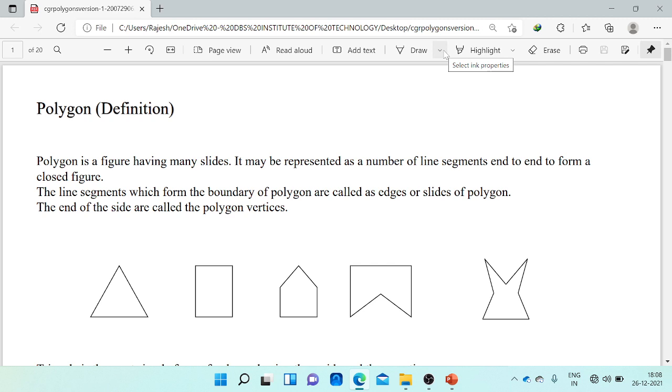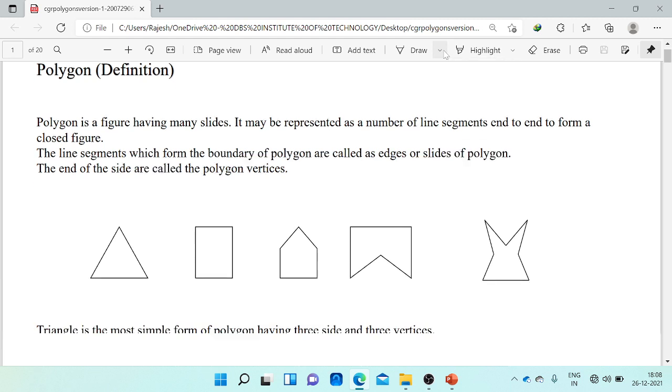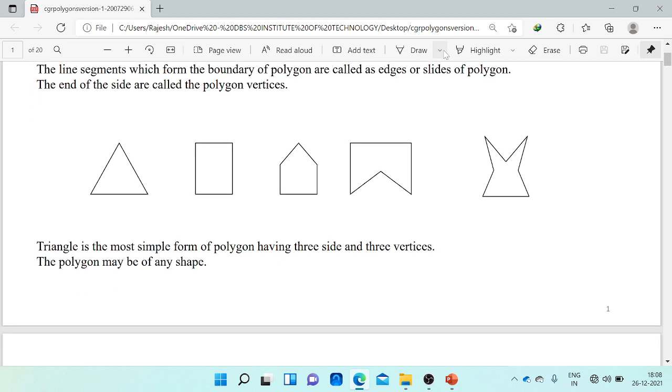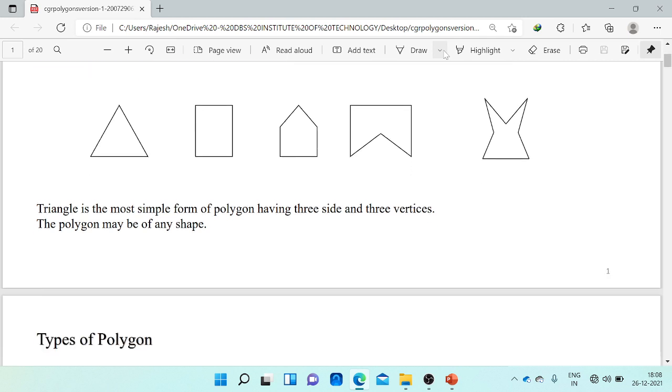Next one is the polygon definition. A polygon is a figure having many sides. It may be represented as a number of line segments end to end to form a closed figure. The line segments which form the boundary of a polygon are called the edges or sides of the polygon. The ends of the sides are called the polygon vertices. A triangle is the simplest form of polygon, having three sides and three vertices.